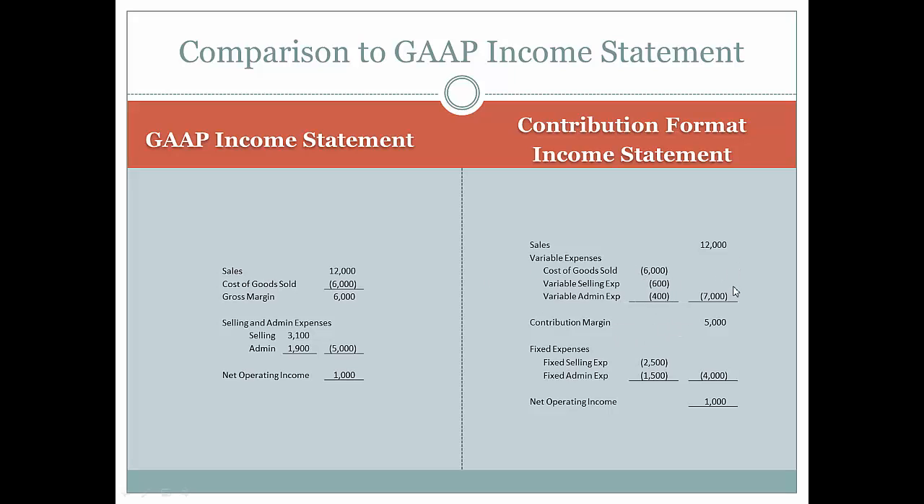If you take the $7,000 in variable expenses and deduct it from the total sales, you will have what is called a contribution margin. Now, why is this called the contribution margin? Because this is the amount, $5,000, that is left to contribute to the remainder of costs associated with these sales. These variable costs are directly associated to the sales.